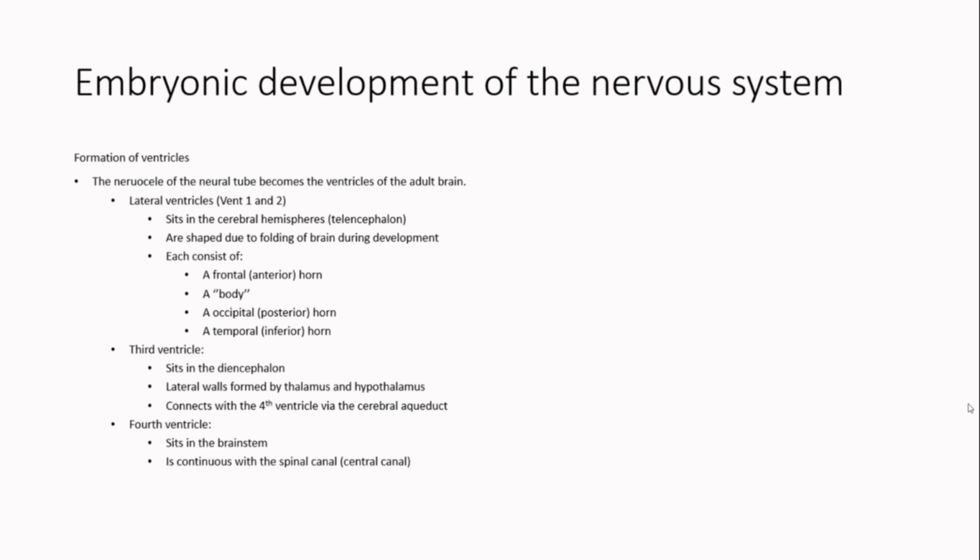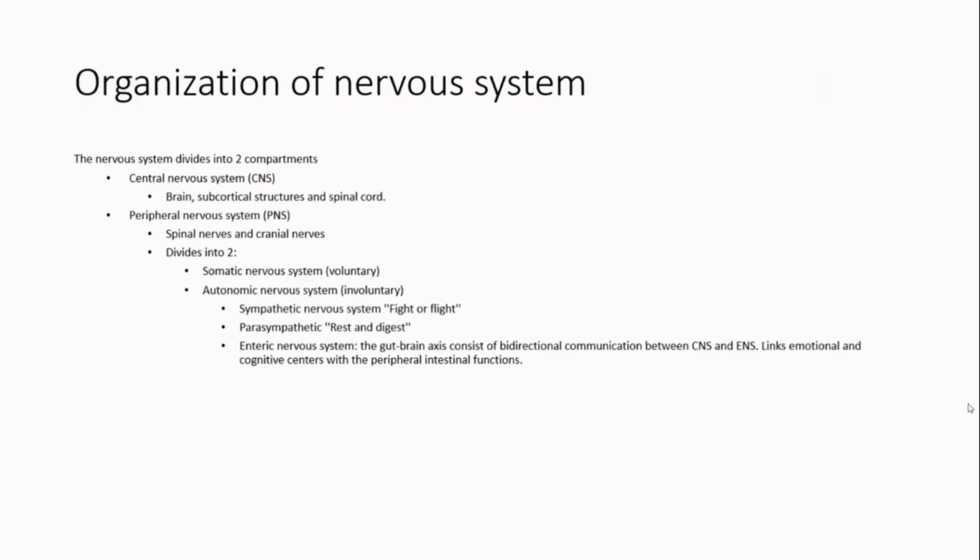These lateral ventricles will communicate with the third ventricle, which sits in the diencephalon, and they do that by the interventricular foramen of Monro. And this third ventricle will connect with the fourth ventricle through the cerebral aqueduct of Sylvius, right? And the fourth ventricle sits in the brainstem, and it's continuous with the spinal canal, or the central canal.